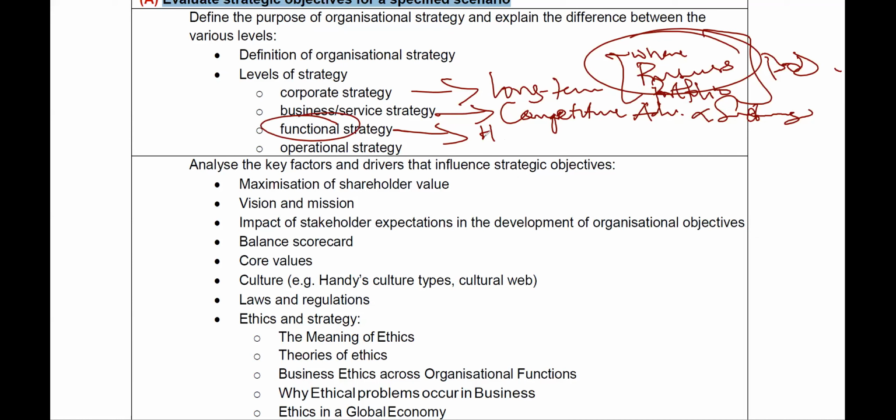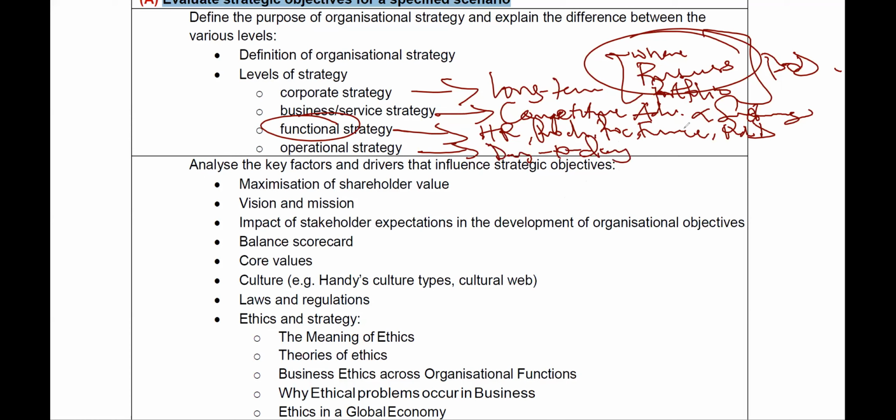This is where we have our HR, production, procurement, finance, R&D, strategy. So all the strategies that these divisional heads take are what we call functional strategies. Then these people assigning it to people down their level, like their subordinates, is what we call the operational strategy, which are the day-to-day strategies.